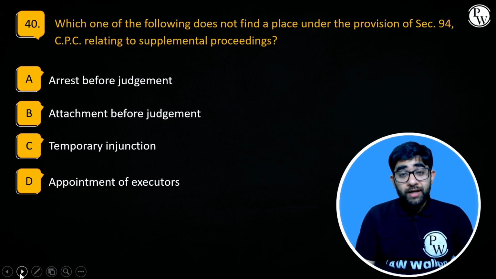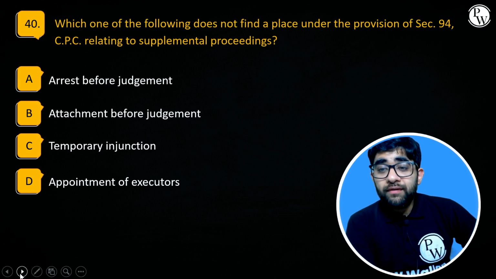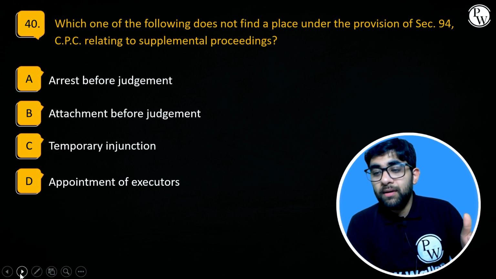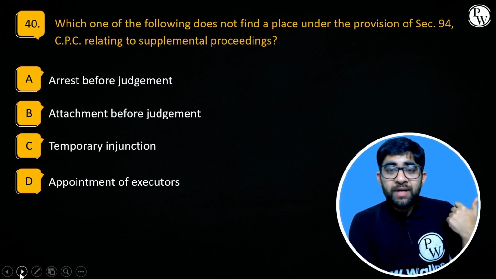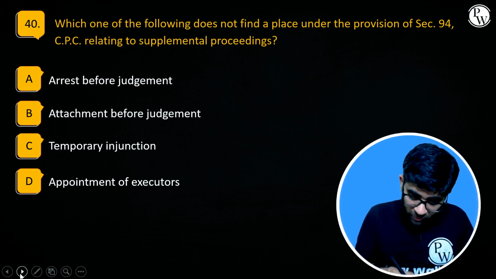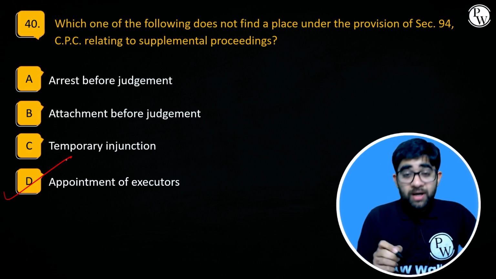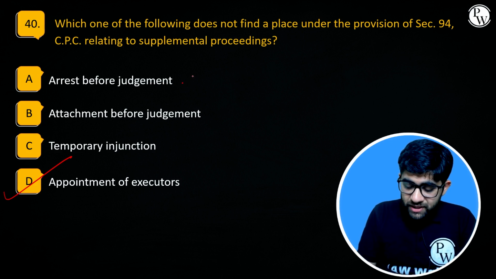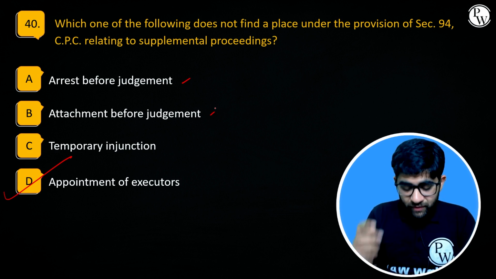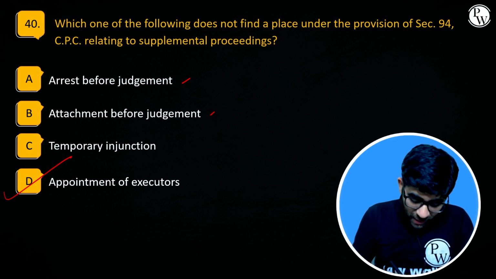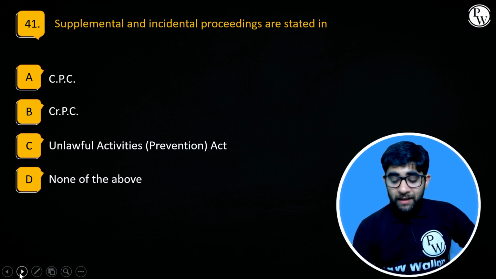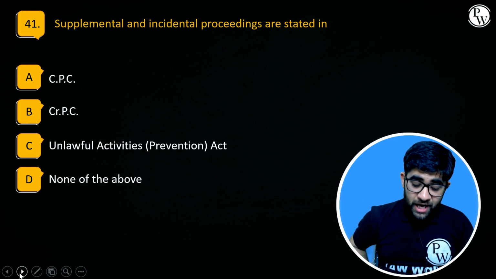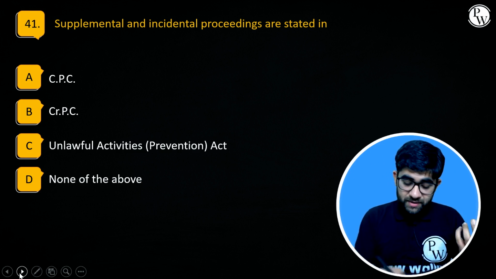Third, the 40th. Which one of the following does not find place under the provisions of section 94 CPC relating to supplemental proceedings? Arrest before judgment, attachment before judgment, temporary injunction, or appointment of executors. I reached this answer by the method of elimination. Arrest before judgment is there, attachment before judgment is there, temporary injunction is a part of them, but appointment of executors is not. So supplemental and incidental proceedings are stated in CPC, CRPC, Unlawful Activities Prevention Act, or none of the above. The answer to this is CPC.